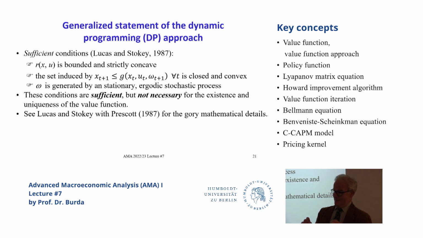You're close. A mixture is in the set. A linear combination of 2 points in the set are in the set, always. Okay, and closed means the boundaries are also in the set. So that's kind of, you need that. And a non-convexity means you might have increasing returns to scale.